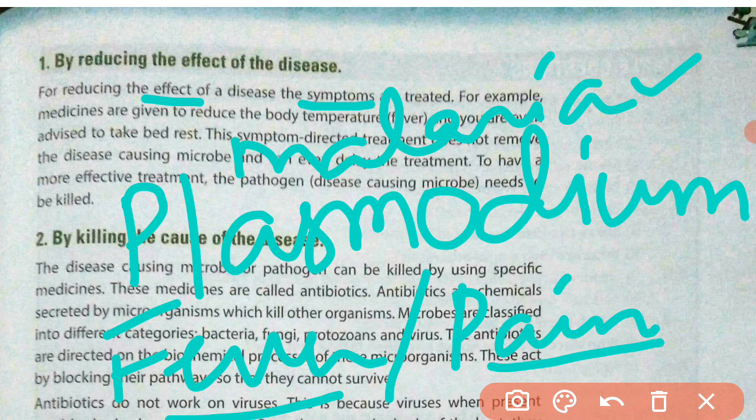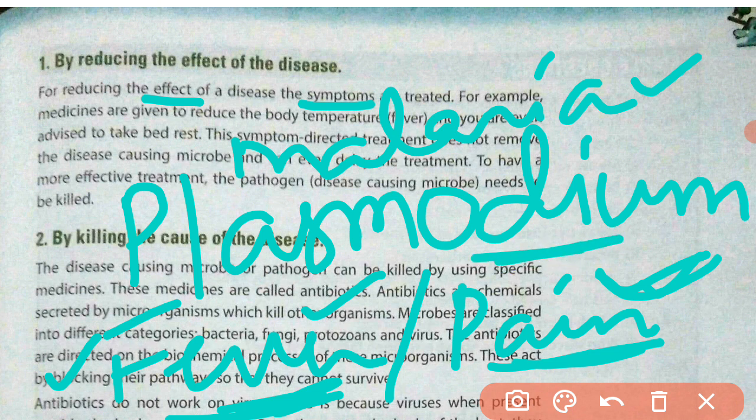So the doctor will give you the medicine to cure fever and pain first of all. He will give the medicines to cure the effect and the symptoms of that disease. In this case of malaria, the main symptoms are fever and pain. So the doctor will provide you the medicine to reduce your body temperature and to reduce the pain. And here the doctor will not focus on the causative agent, that is Plasmodium. He will only focus to cure you from the effect of this disease.